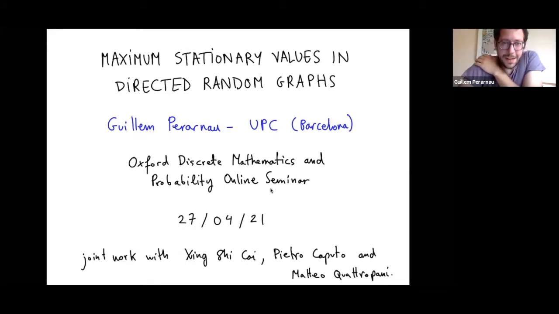So I'm going to be talking about random walks on directed random graphs, and I'll mostly focus on the values of the stationary distribution. I'm also going to be focusing on the extremal values, and in this particular case, I'm going to be looking at the maximum values of the stationary distribution.